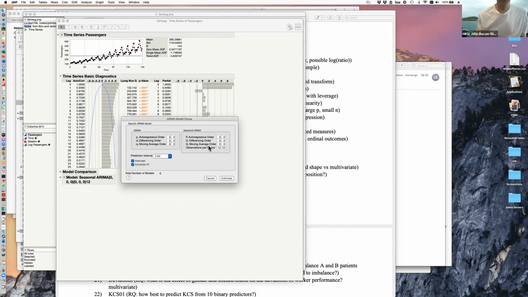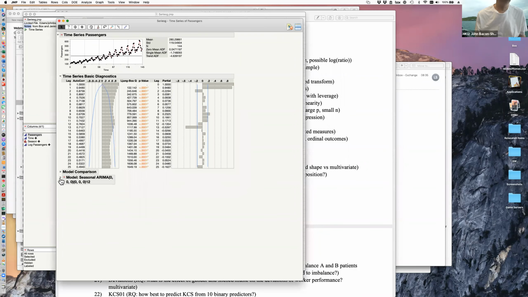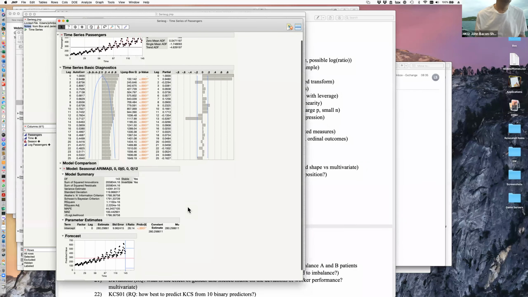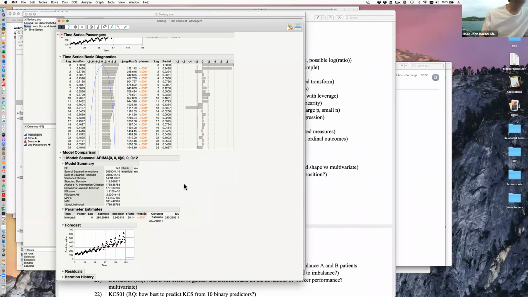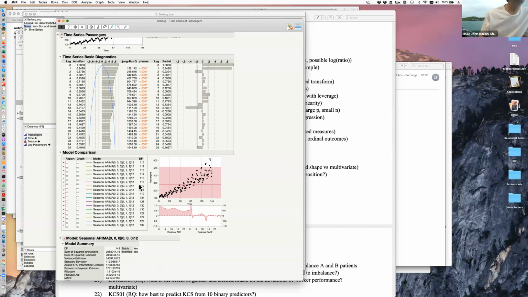So we're going to try 0 to 2 for the autoregression, 0 to 2 for differencing, 0 to 2 for moving average. So we end up with 27 different models. It's going to go off and fit all of these models and see how well they fit. We can now look and see it evaluates them in terms of the forecasts. Here we can see the graphs for all these different models and see how well these different models fit.